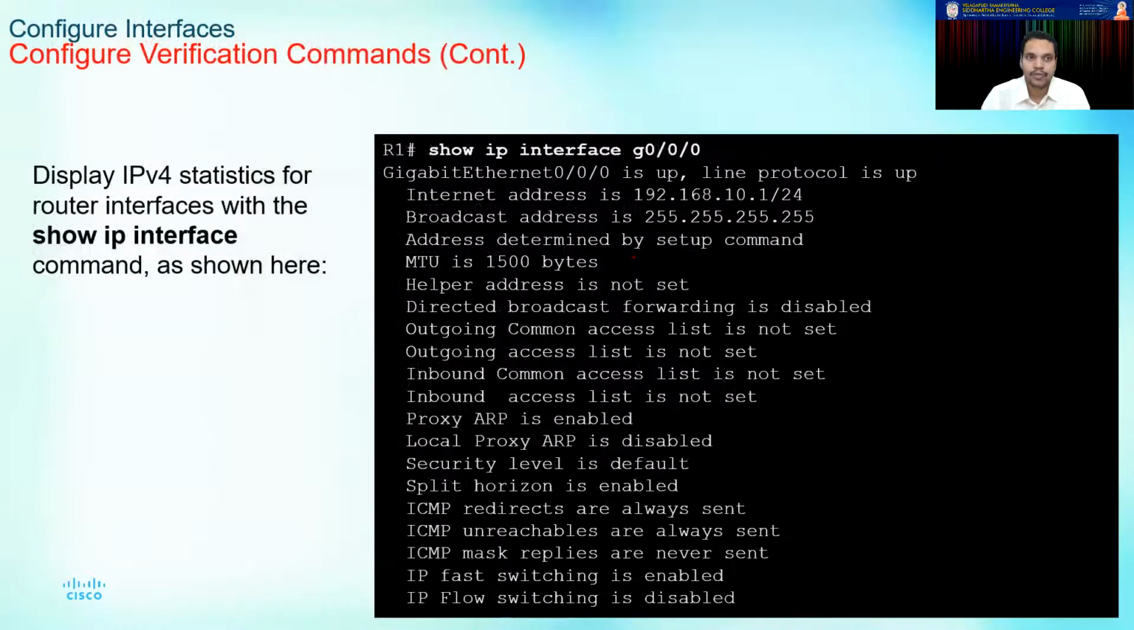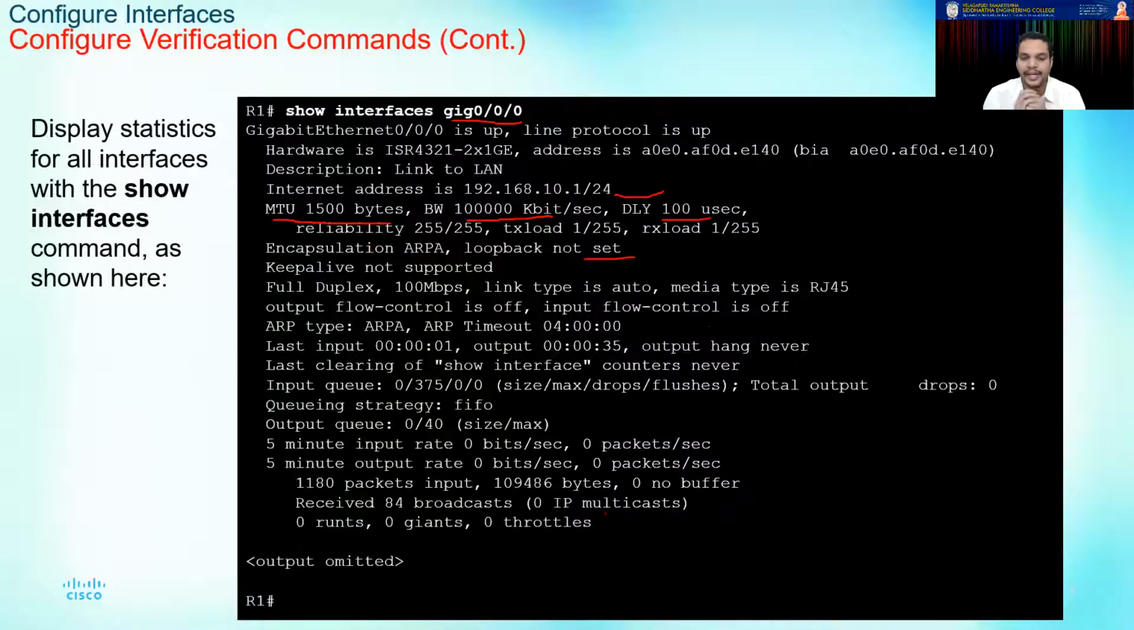Whereas the next command, show IP interface, for the same interface, gives you a quick summary of the layer 3 characteristics of the interface. It only gives you the layer 3 characteristics. Once again, it shows the MTU, address determined, broadcast address, and internet address, plus ICMP and IP fast switching, which pertain more to your network layer. Do remember this: show IP interface for a specific interface gives you a quick summary of the layer 3 characteristics, whereas show interfaces gives you a detailed overview of the specific interface you are requesting.